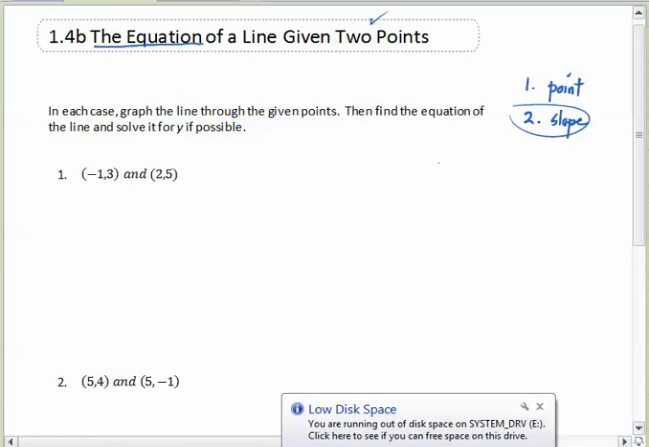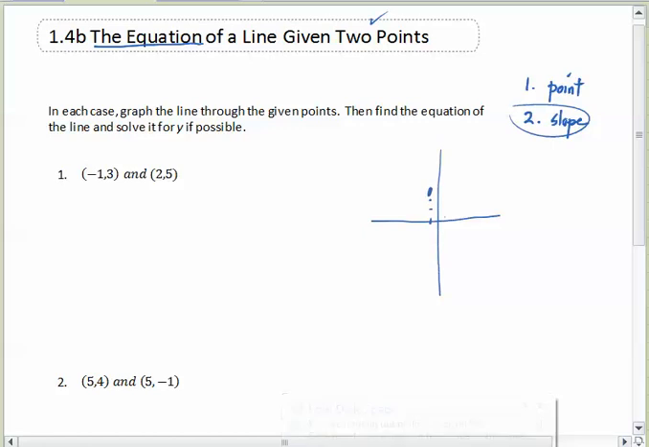So I'm going to give myself a quick little sketch. It says to graph it. So I have -1, 3. There's that point, and I have 2, 5. And here's my line. Now, I'm going to find the equation of the line and solve it for y if possible. As you can see, this has both a y-intercept and an x-intercept. Because of that, I'm going to have both an x and a y in my final outcome. So the first thing we're going to do is find the slope.